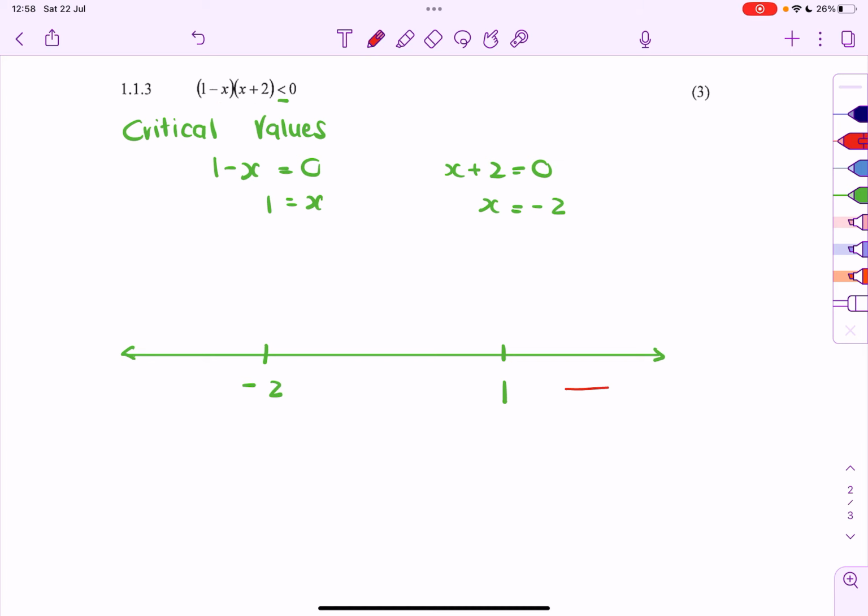Now, let's check the values between minus 2 and 1. So I like to use the number 0 because it's easy to calculate. So let's substitute x is equal to 0. 1 minus 0, we have 1, so that's a positive value. 0 plus 2, that's 2, so that means we are still having a positive value. So in this region, we have positive values.